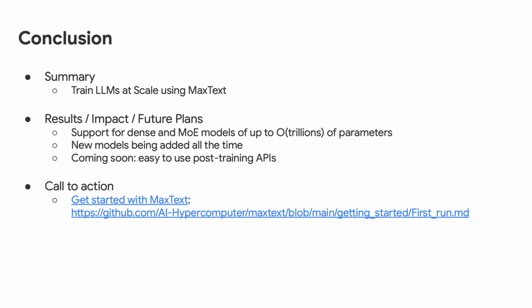So in conclusion, MaxText helps you train large language models at scale. Going forward, we will be providing more and more easy to use APIs, and newer and newer models coming in. As it is, we already have support for dense and mixture of expert models up to order of trillion parameters.